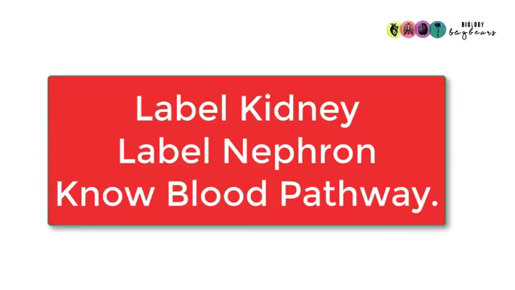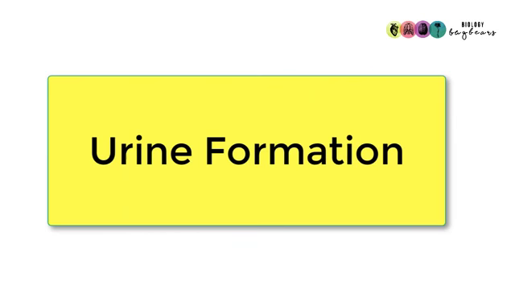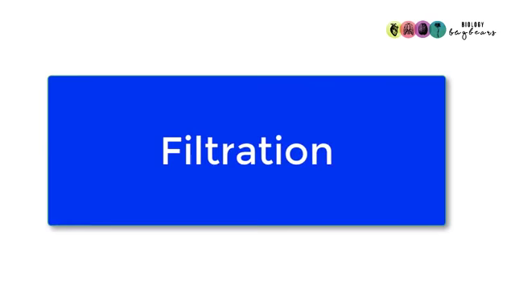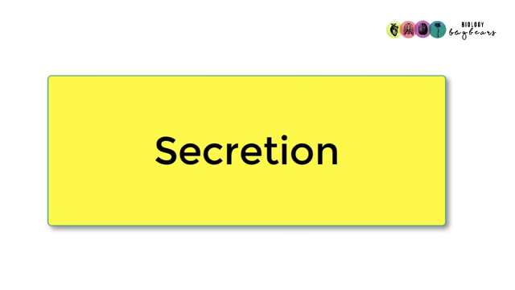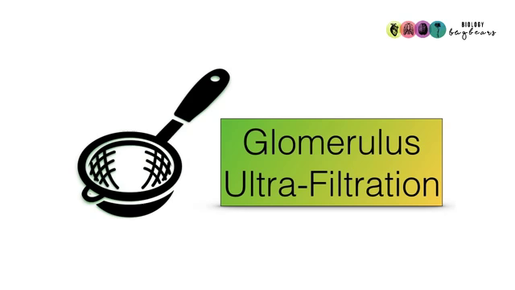Now you know the structure of the kidney, you can label the nephron, and you know the blood flow into and out of the nephron. It's time to discuss urine formation, and there are 3 stages: filtration, reabsorption, and finally secretion. Stage 1 is filtration. It takes place in the glomerulus, and that sits in Bowman's capsule.